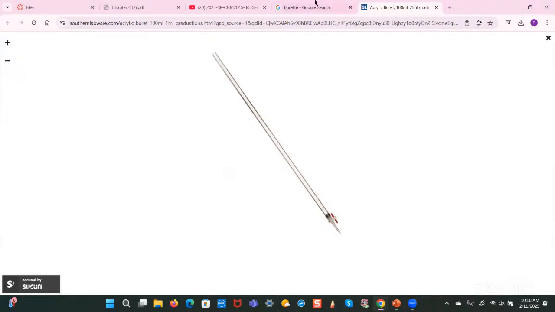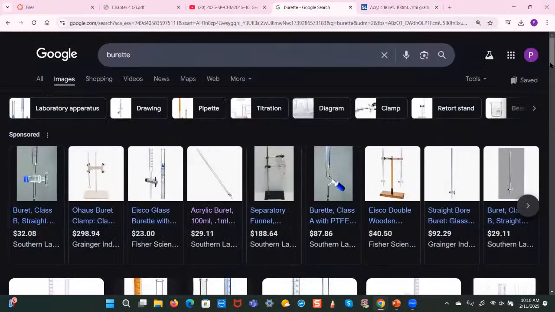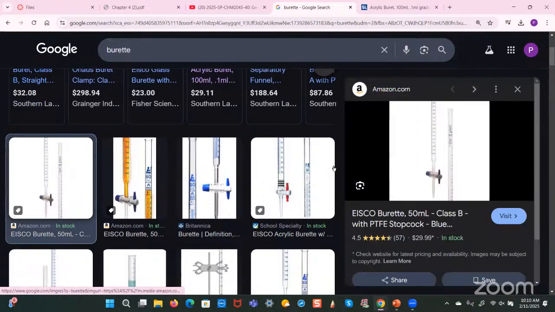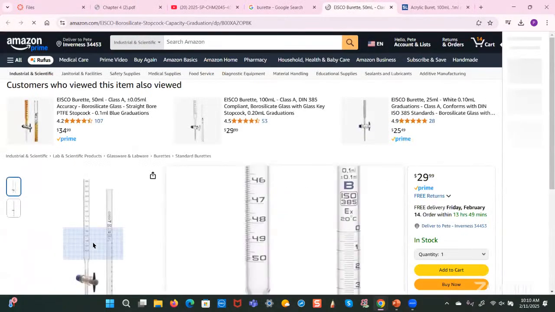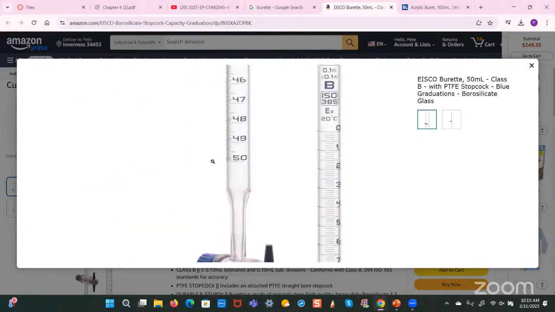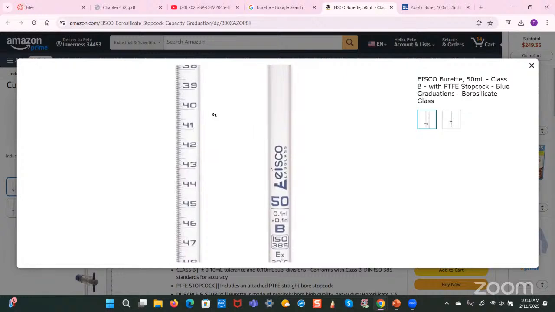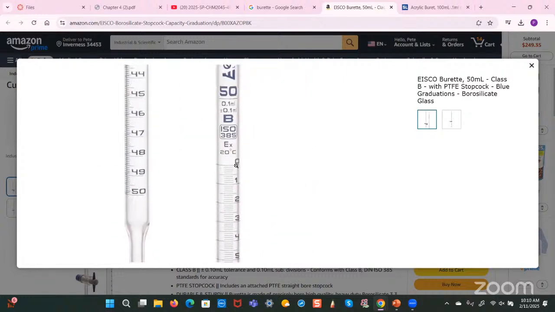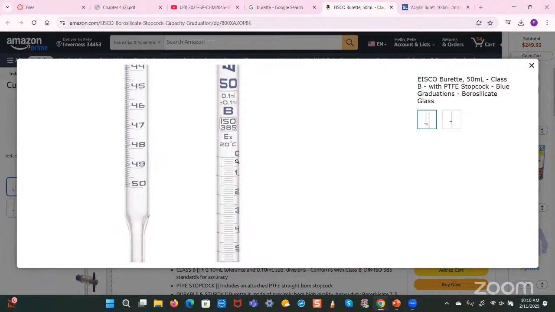And one thing, in fact, let me see if I can find a better picture. Okay, let me see if this will work. Okay, so yeah, they come in different sizes. And you can see in this particular picture right here, the way it's graduated, well, they don't show it. Okay, so here's the top, right? The way it's graduated, it starts at 0 at the top, and the numbers increase as you go down, right? That is kind of different from what you're probably used to when it comes to measuring cylinders, where it starts at 0 at the bottom and goes up to the top. So this one is a 50 mil burette, starts at 0 at the top and goes down, right?